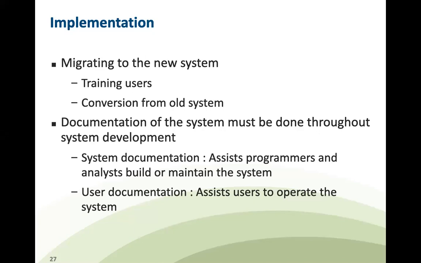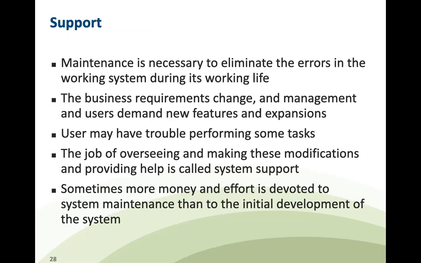You have two types of documentation: system documentation and user documentation. System documentation assists programmers and analysts to build or maintain the system. So system documentation is helpful for programmers and analysts to build or maintain this system. Then what is user documentation? By the name itself, you can understand it's some sort of a manual, because it assists users to operate the system. Then the final stage, which is support.